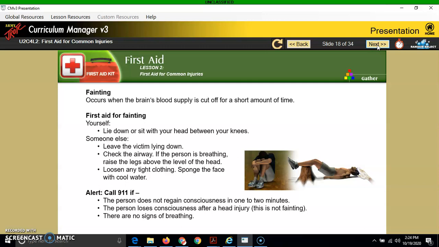Okay. Fainting occurs when the brain's blood supply is cut off for a short amount of time. Sometimes older people get up too quickly and that may cause them to faint. If you do feel lightheaded, sit with your head between your knees in order to try to get the blood flowing back to your head.